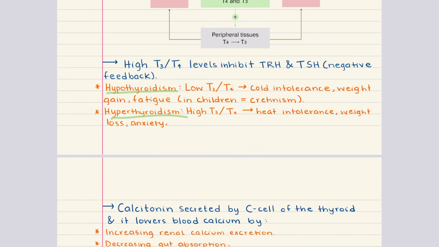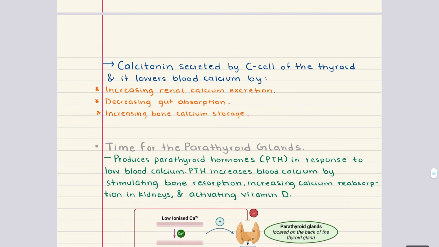Now, let's switch gears to the second hormone that's produced by the thyroid, calcitonin. Calcitonin is secreted by special C cells within the thyroid gland, also known as parafollicular cells. This hormone's job is to lower blood calcium levels, and it does this through three main mechanisms.